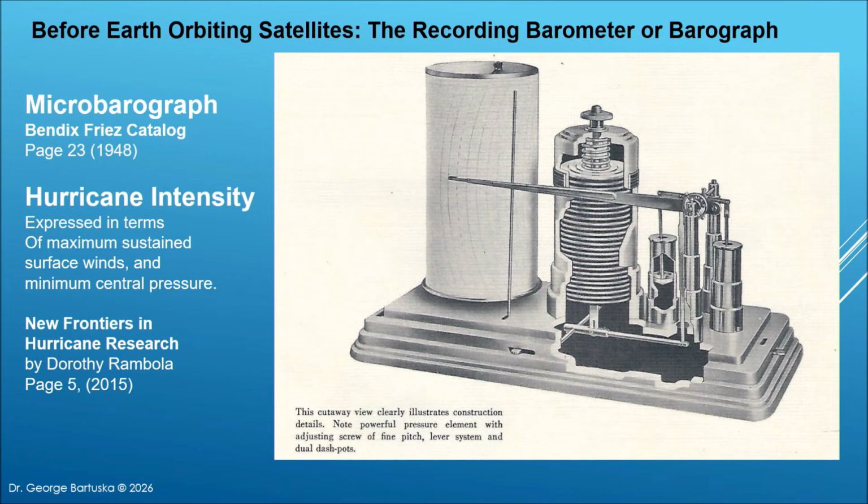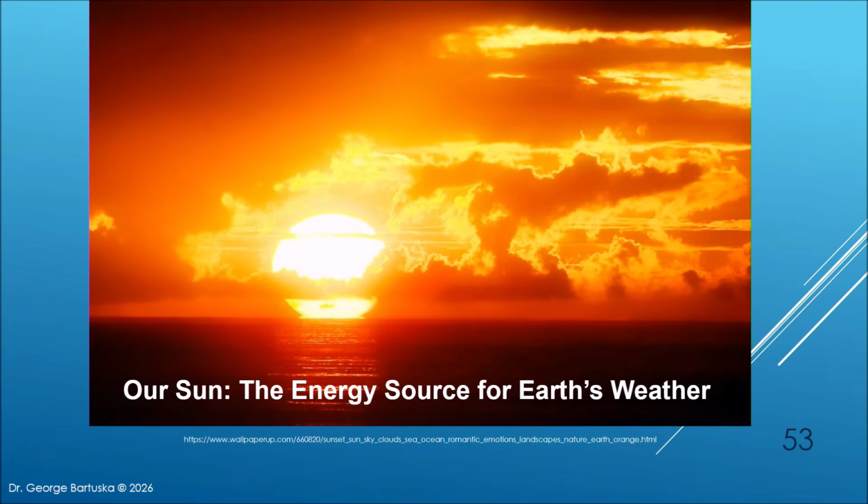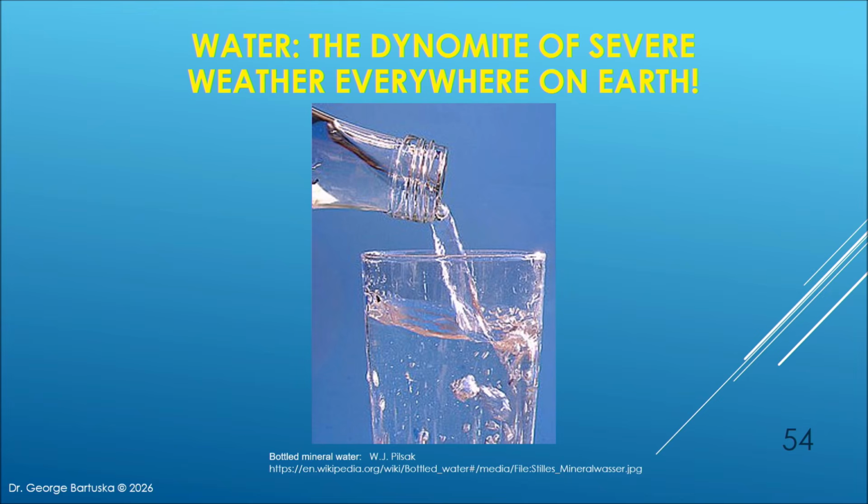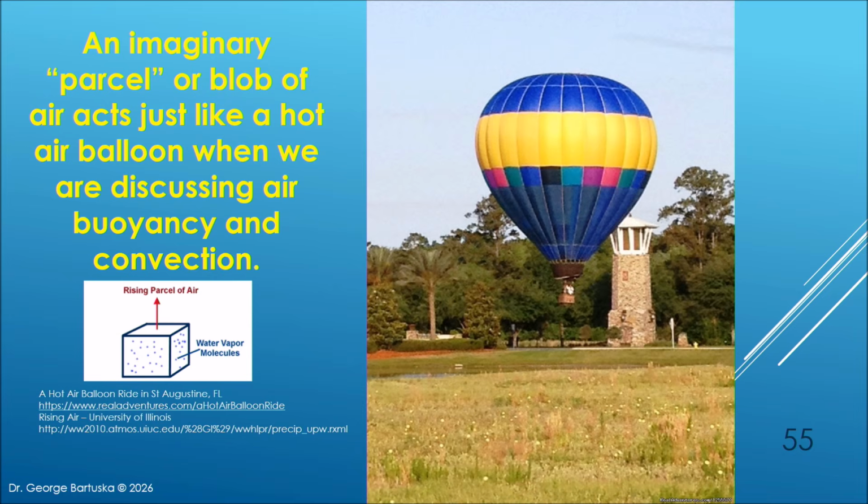Okay, so that's all we had before. We still use these, but they're all electronic now. Now, the sun is the energy for all of Earth's weather, and it's definitely the energy that heats up the water that's going to feed the hurricane. However, there's got to be water vapor in the atmosphere. Without water, we don't get thunderstorms, we don't get tornadoes, we don't get hurricanes.